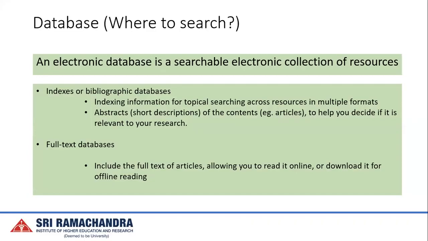There are also full text databases. The full text databases are the ones mostly subscribed to. You will get the full text in the database. So the first one is indexes, the bibliographic databases. The second are the full text databases, where you will get the full text. You need to understand these two differences. Electronic database: the index or bibliographic database, where we get the abstract, and the full text database, which requires a subscription, where we get the full text also. Next.